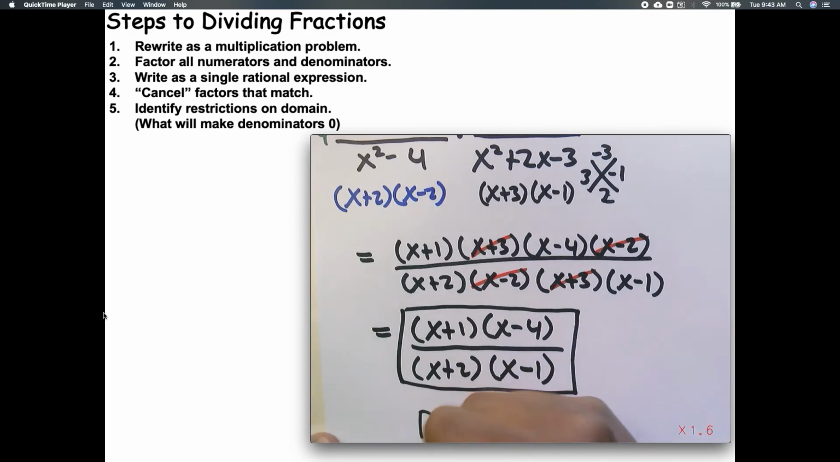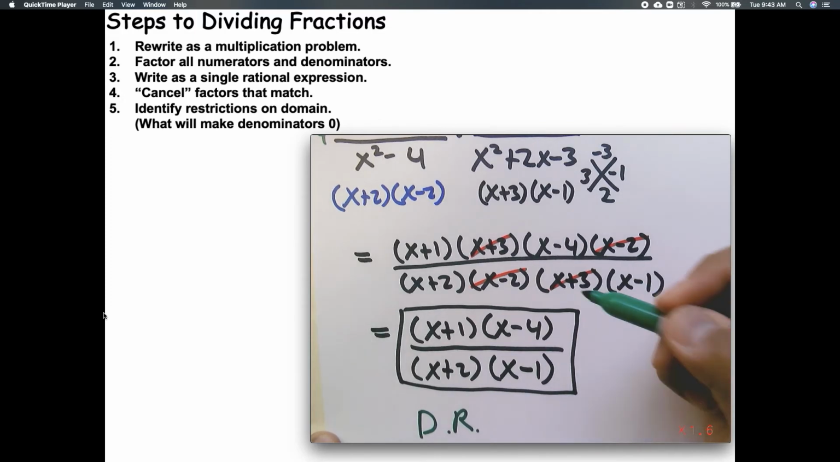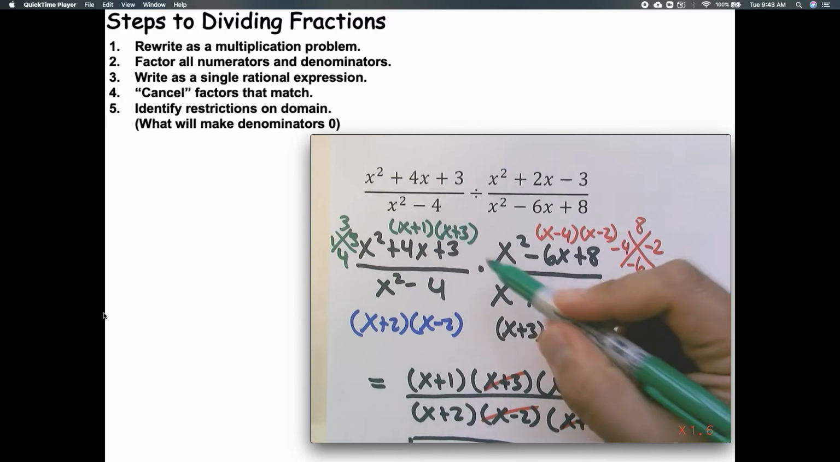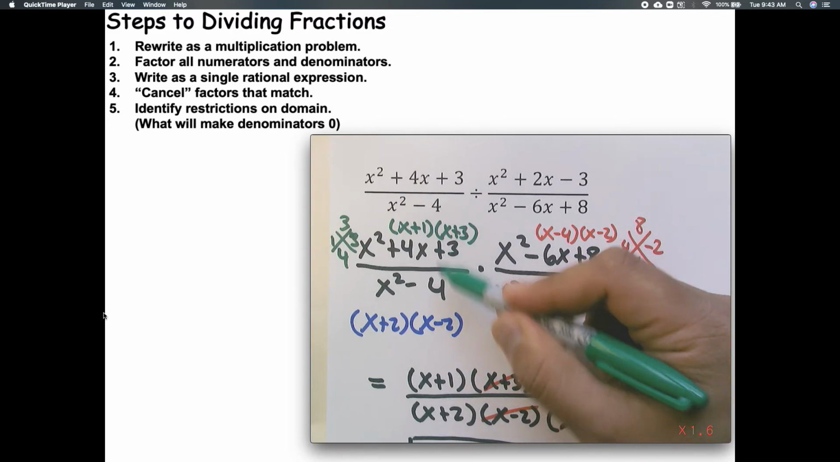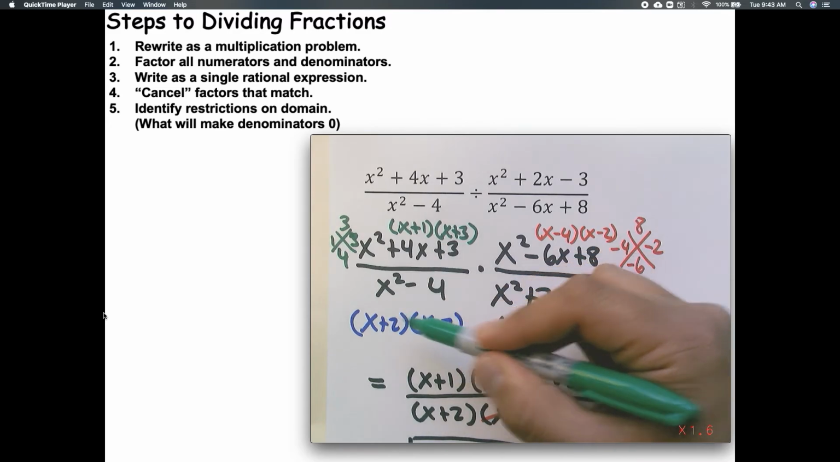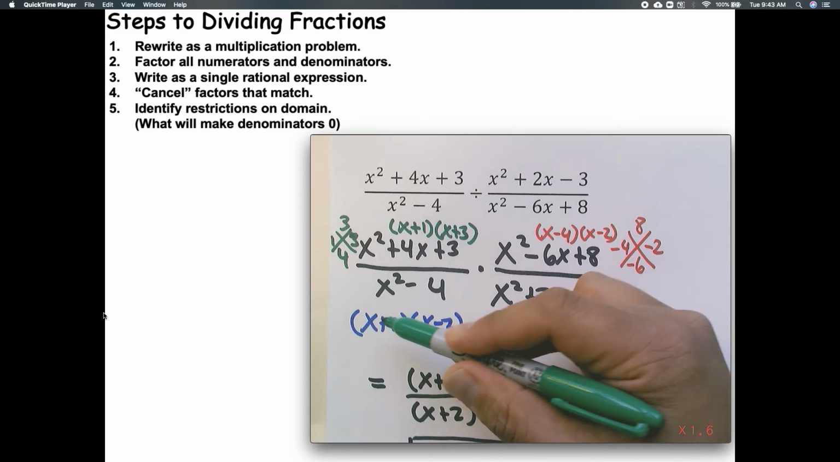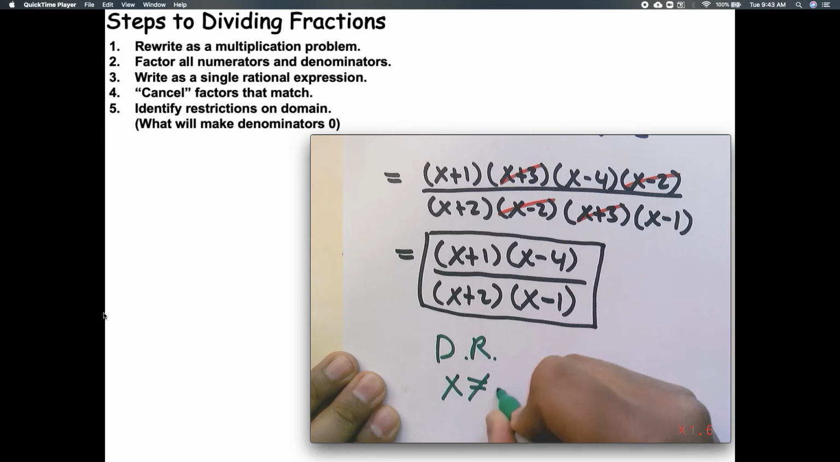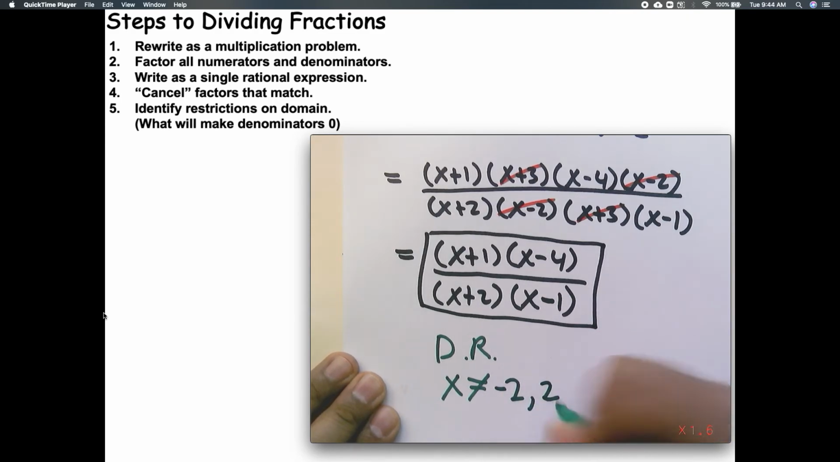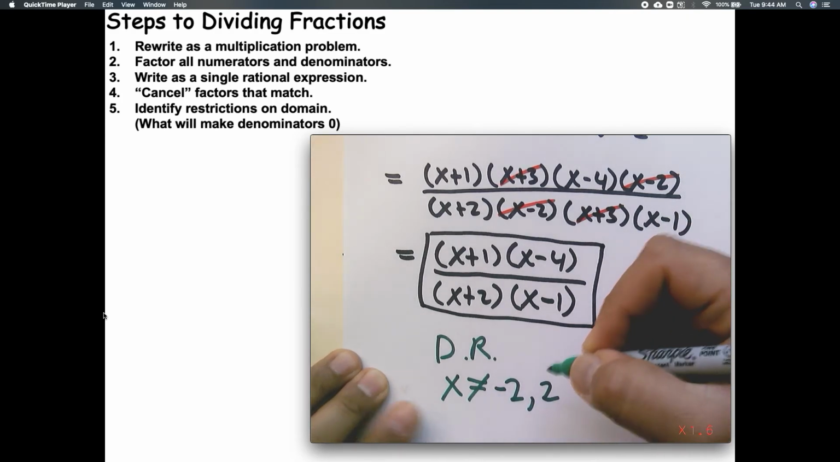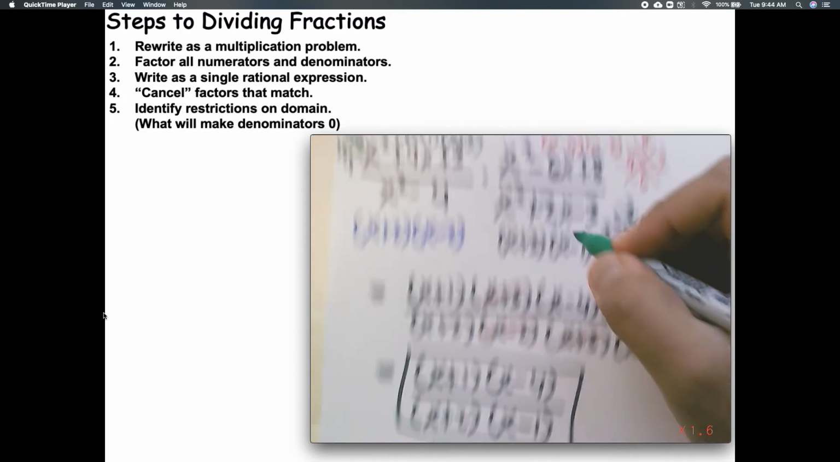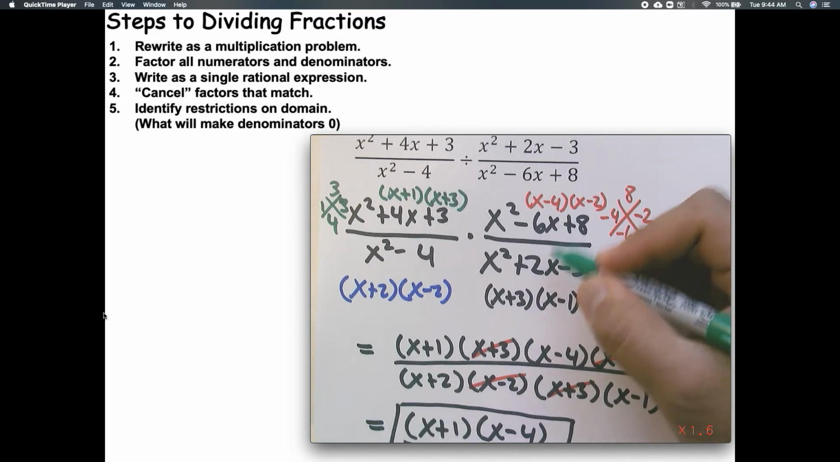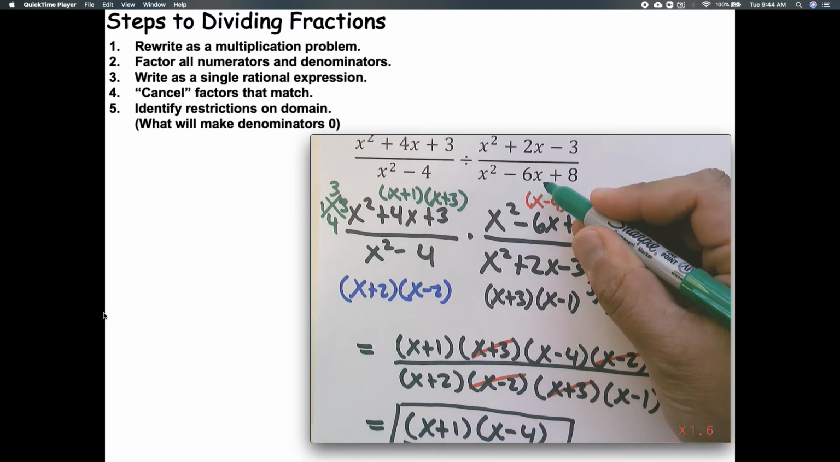Domain restrictions. x cannot be what? If I take a look back at the step where everything was factored out, first look at your first fraction. You've got a denominator, x plus 2 and x minus 2. I can't have a negative 2 here and I can't have a positive 2 here. So x cannot be negative 2, x cannot be positive 2. Okay. On this next part, remember, originally you have one part as a denominator, but then you flipped it over and then the top became the denominator.